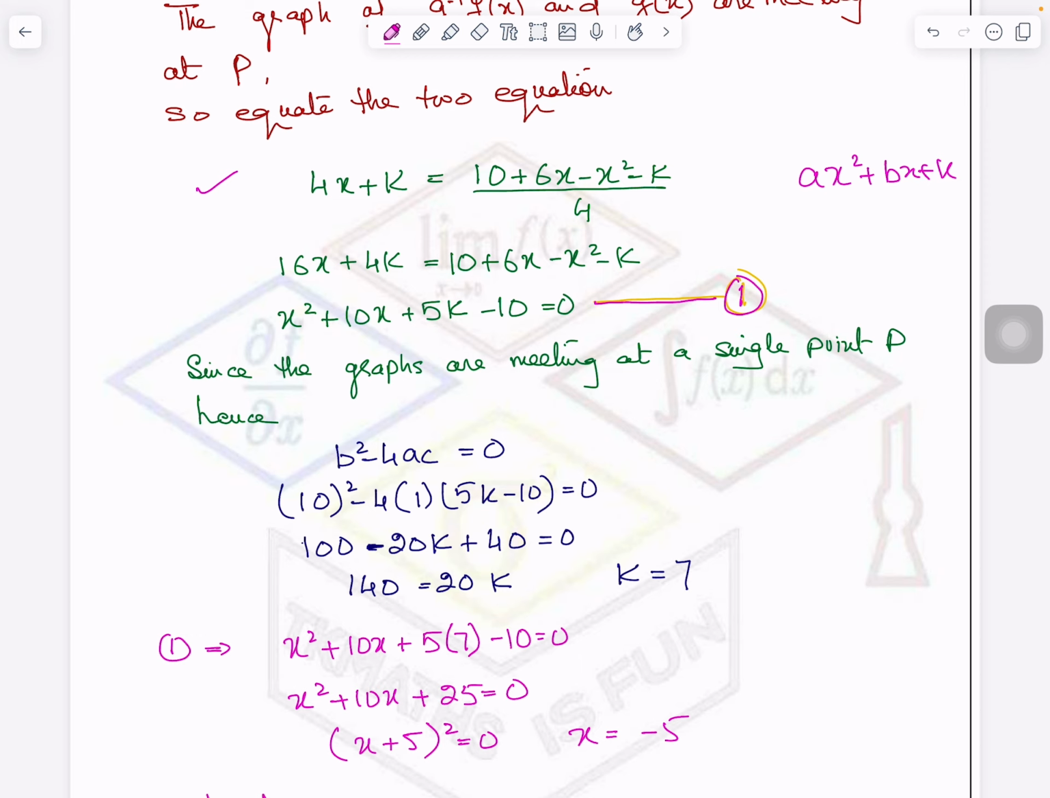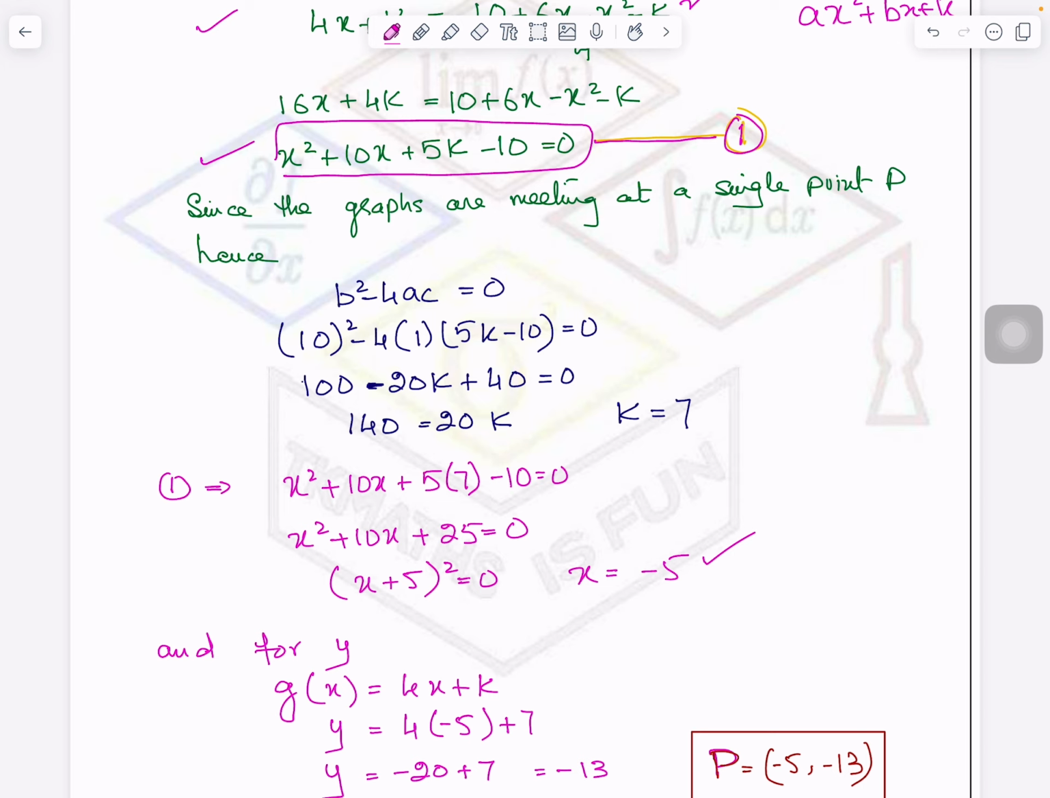But I have to find the point P, not the value of k only, right? So when I plug in that value of k here, this is the equation which I am getting once they are meeting, right, by equating them. So once I substitute the value of k here, I get the x value minus 5. Now I have to get the y coordinate also. So I am substituting in the g curve, which is simple, and I got the value of y, which is minus 13. You can plug in the other equation of the curve also, but that is a little complicated, quadratic.